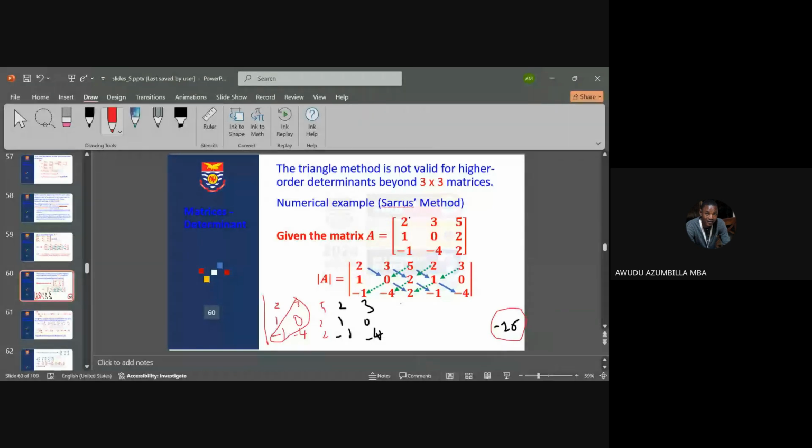Minus 1, 0 and minus 1, 0. This is 3. So we are going to have this one as off diagonal, the first one. So this one will come here. Then another one will come here. And then the last one is this.